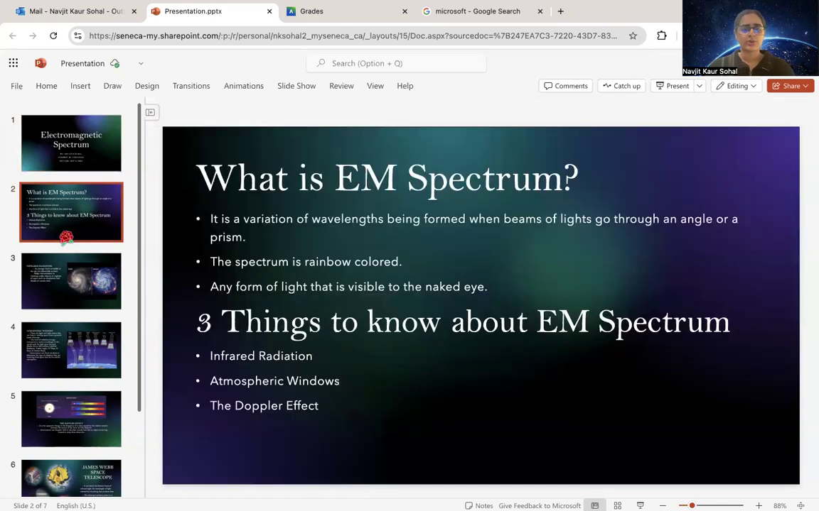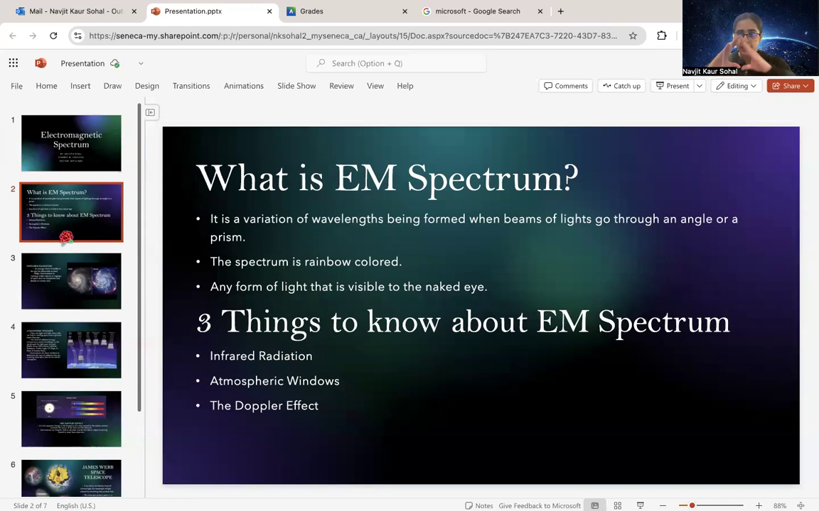And so, what is the electromagnetic spectrum? It is a variation of wavelengths formed when beams of light go through an angle or a prism. It's a rainbow-colored spectrum, and any form of light that is visible to the naked eye, and it could also help us see what is not visible to the naked eye.